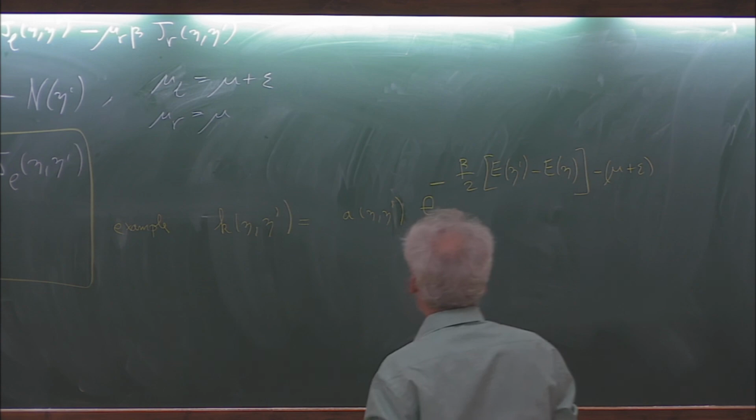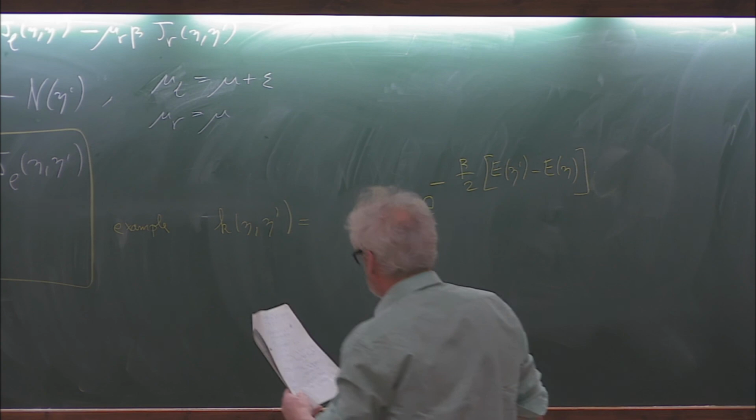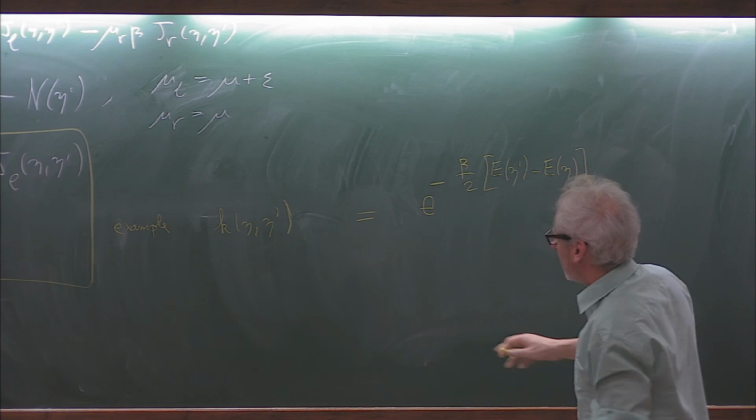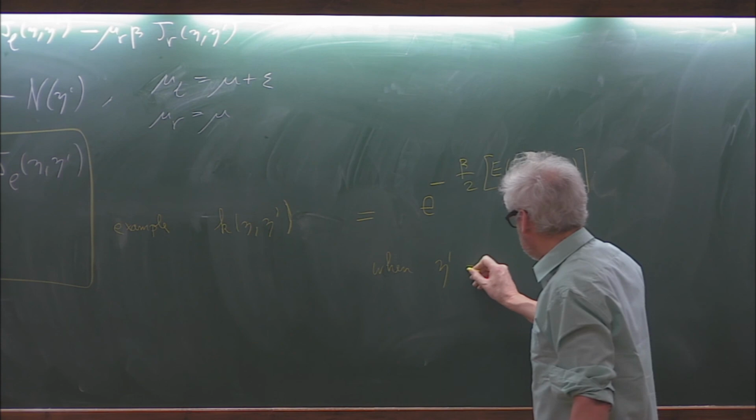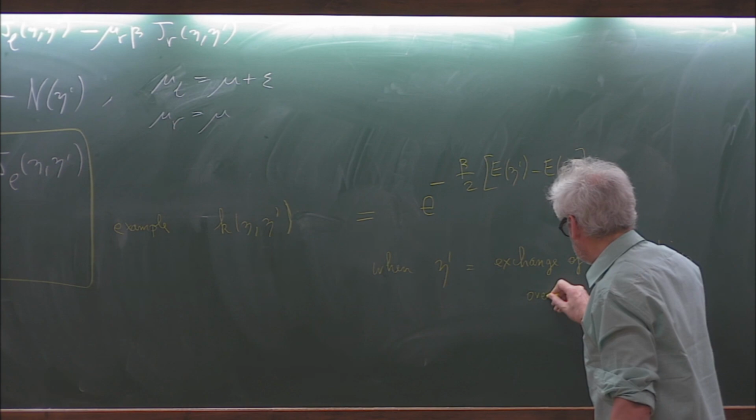I will just give you an example. Maybe I even have an example with me. Yes, I have. So first of all, when the eta prime is an exchange of occupations over a bond, then I will use this formula.